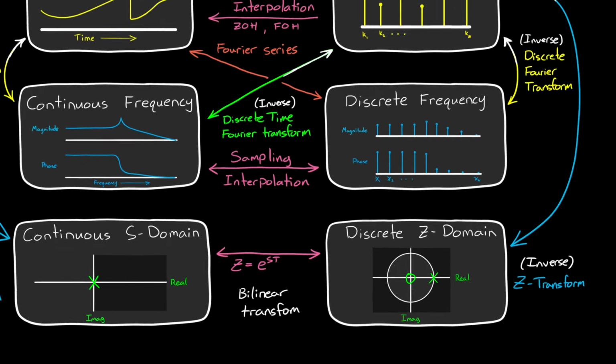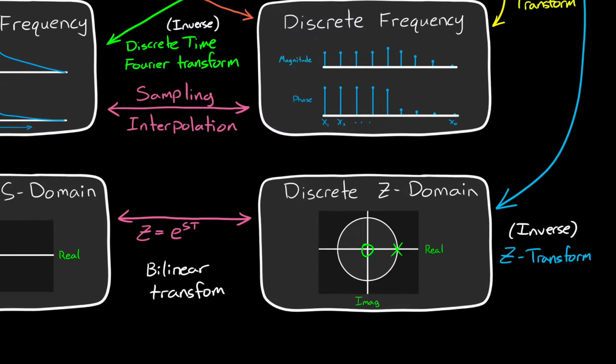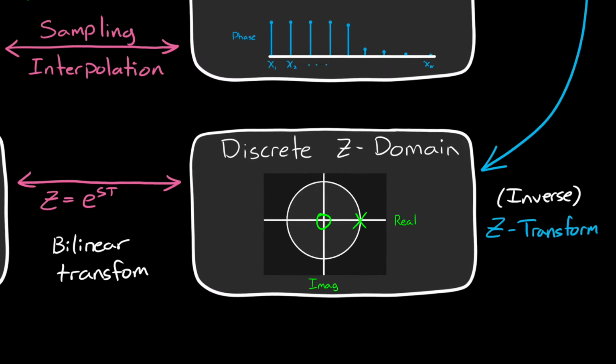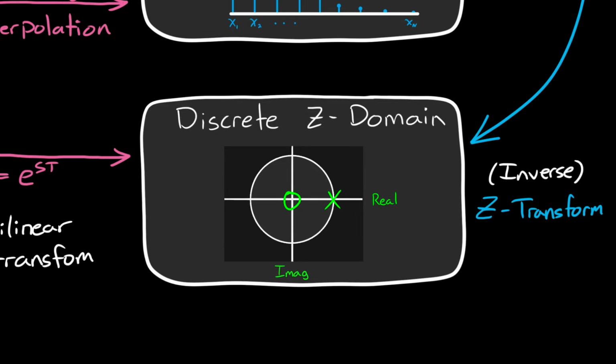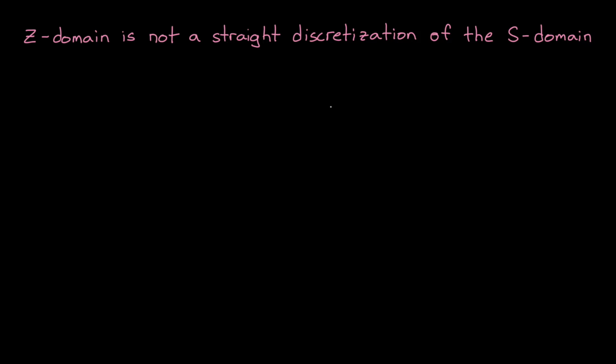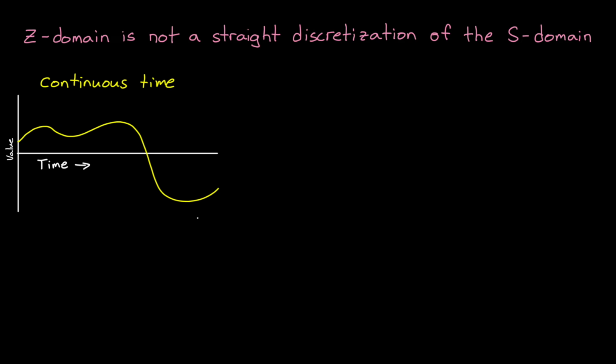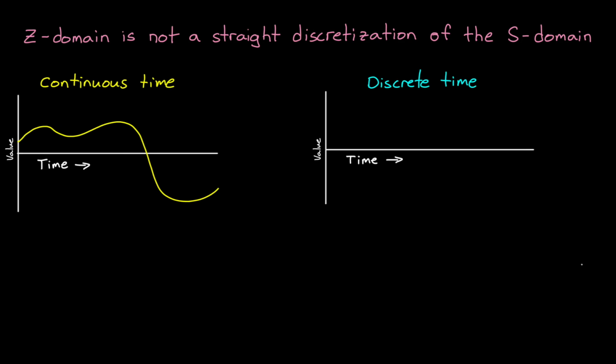Now, for the rest of this video, we're going to focus on the z-domain and cover two things that I find really interesting about it. The first interesting thing is that the Z domain is not just a straight discretization of the S domain, like we have with time and frequency. And what I mean by that is that to go from continuous time to discrete time, we just have to sample it. But that sampled signal is plotted on the same axis, and the overall shape of the signal is the same. It's just discrete.